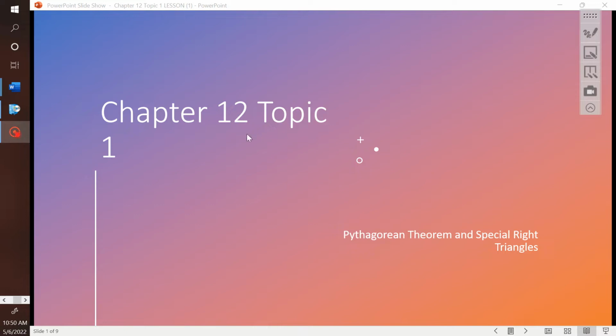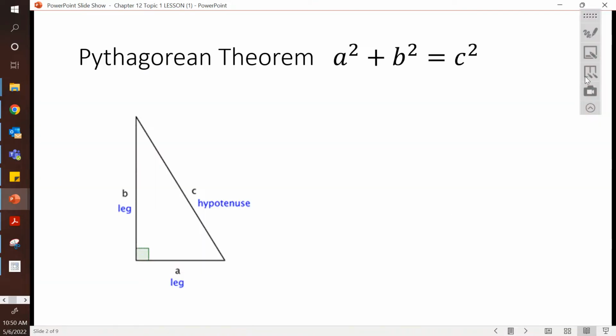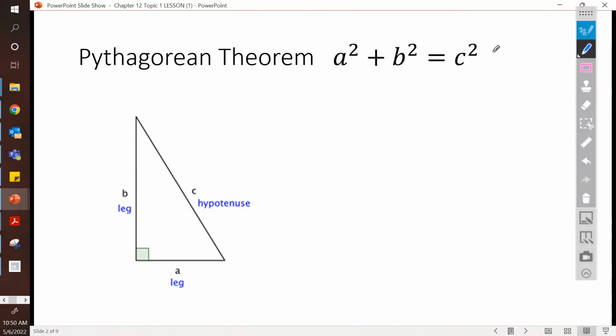Hi, good morning, everybody. We are looking at Chapter 12, Topic 1, the Pythagorean Theorem and special right triangles. So first of all, the Pythagorean Theorem describes the relationship between the sides of a right triangle.